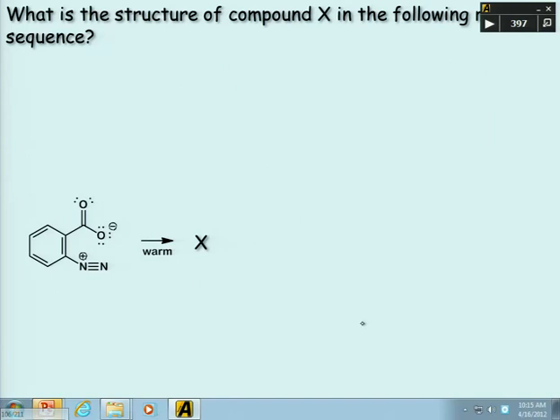Stay with diazonium salts. What is X? Here is a diazonium salt. We're going to warm it up. When we warm it up, we're going to get three products. Can anyone name one of those products? Anyone want to volunteer a name?